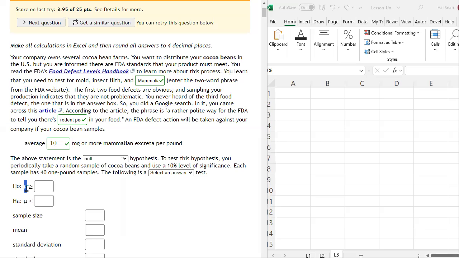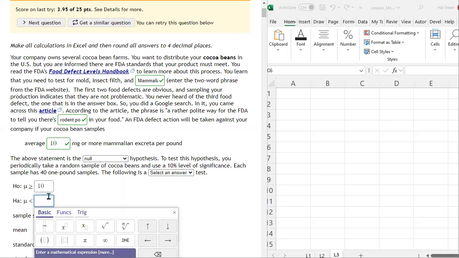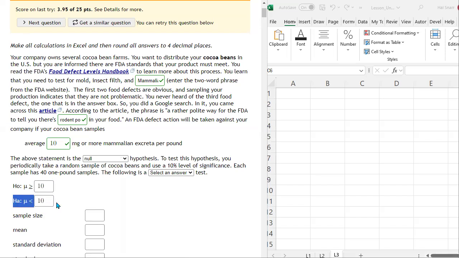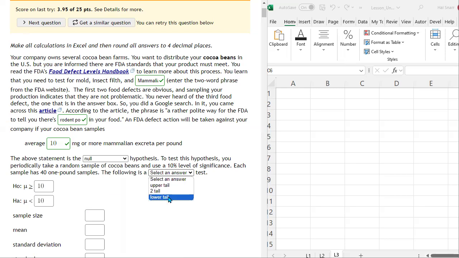Well, this says average greater or equal to 10 milligrams of mammalian excreta. And this right here says the average is less than 10 milligrams. This one here is the alternative hypothesis, and it has to be the opposite of the null. So this says the average has to be less than 10 milligrams. And when you're looking for the type of test it is, you're looking at the alternative hypothesis, and it's pointing to the lower tail of the distribution. So it's a lower tail test. It's a one-tail test, but not only is it a one-tail test, it's a lower tail test.